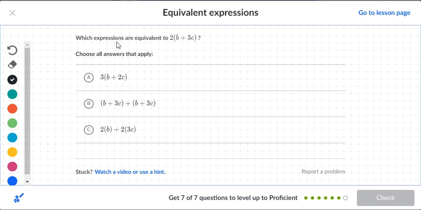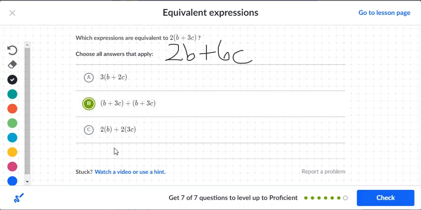Okay, next question. Which expression is equivalent to? Okay, now we can multiply through this by 2. So this gives me 2b plus 6c. Now notice right here it says choose all answers, so there's more than one answer here. So if we multiply here, immediately there's a problem, because 3 times b is 3b where it should be 2b. Now right here we have a b and a b. Well, there's my 2b. A 3c and a 3c is a 6c, so B is a good choice.